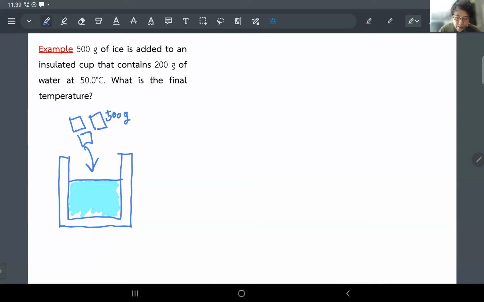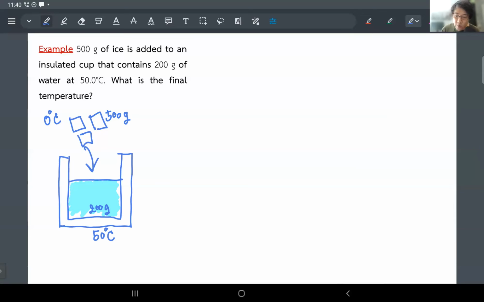The ice is 500 grams. The water right here is 200 grams, with an initial temperature of 50 degrees Celsius. And of course, it's regular ice, so it's supposed to be at 0 degrees Celsius. No big deal. So the question is simple: what is the final temperature of the whole thing once they mix?